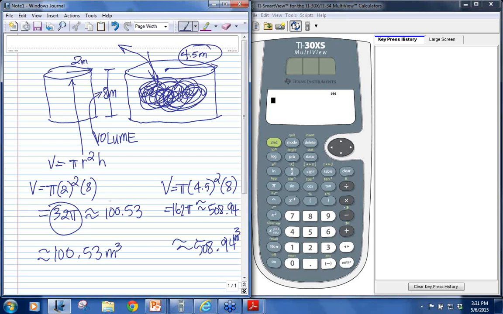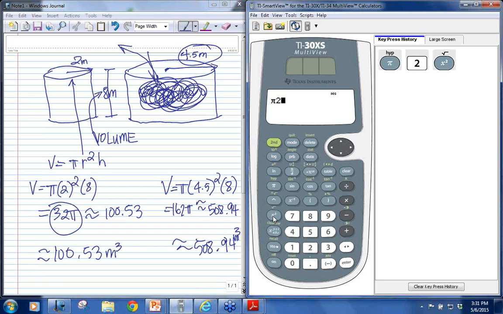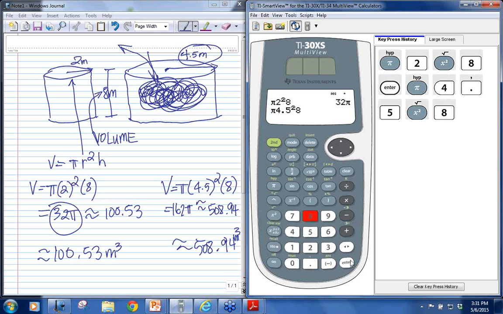Let's enter the pi 2 squared. Pi times 2 squared times 8. You enter that, you get 32 pi, and let's just do the second one as well. Pi times 4.5, and then you square that times the 8, enter that, and gives you an approximate value.